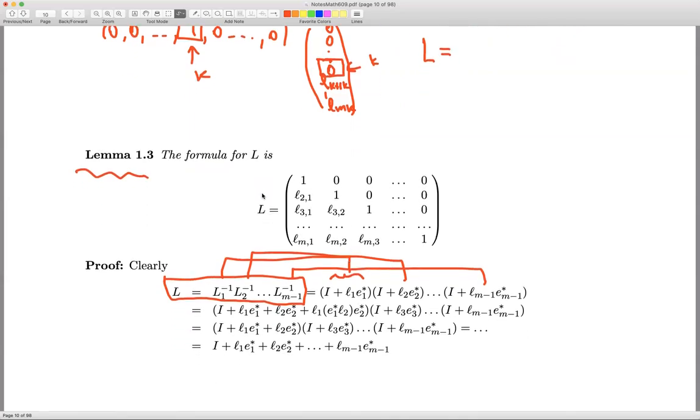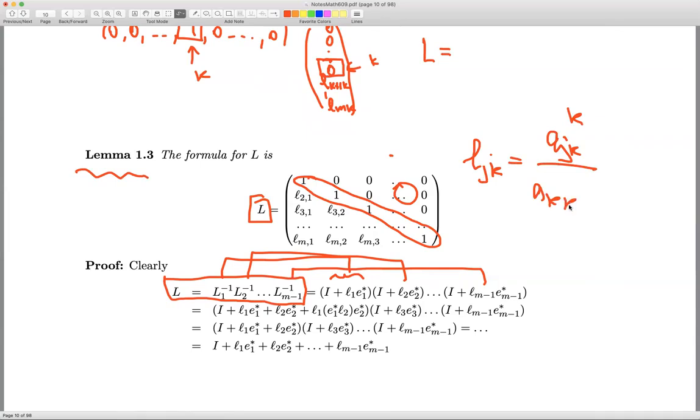We have the matrix L, which is a lower triangular matrix. Everywhere on the main diagonal we have ones. Everywhere above the main diagonal, we have zeros, and below the main diagonal are exactly those numbers that we have. And what are those numbers, LJK? Those numbers are A(J)K(K) divided by A(K)K(K).